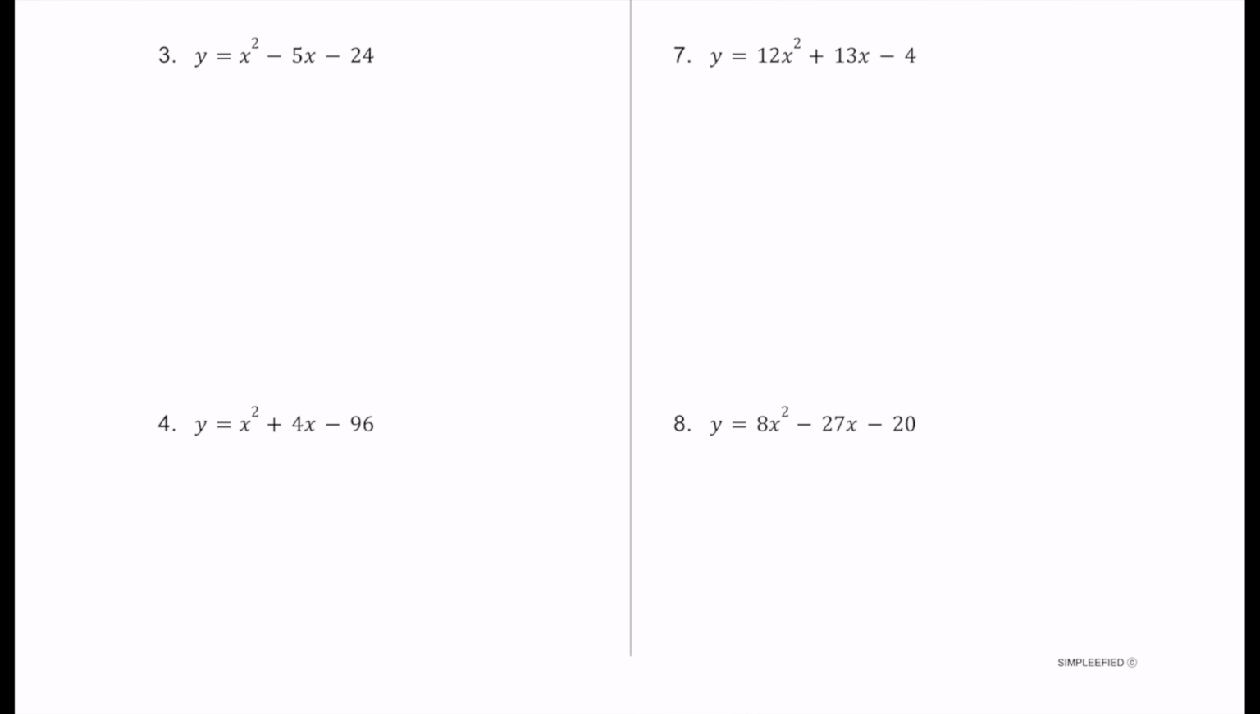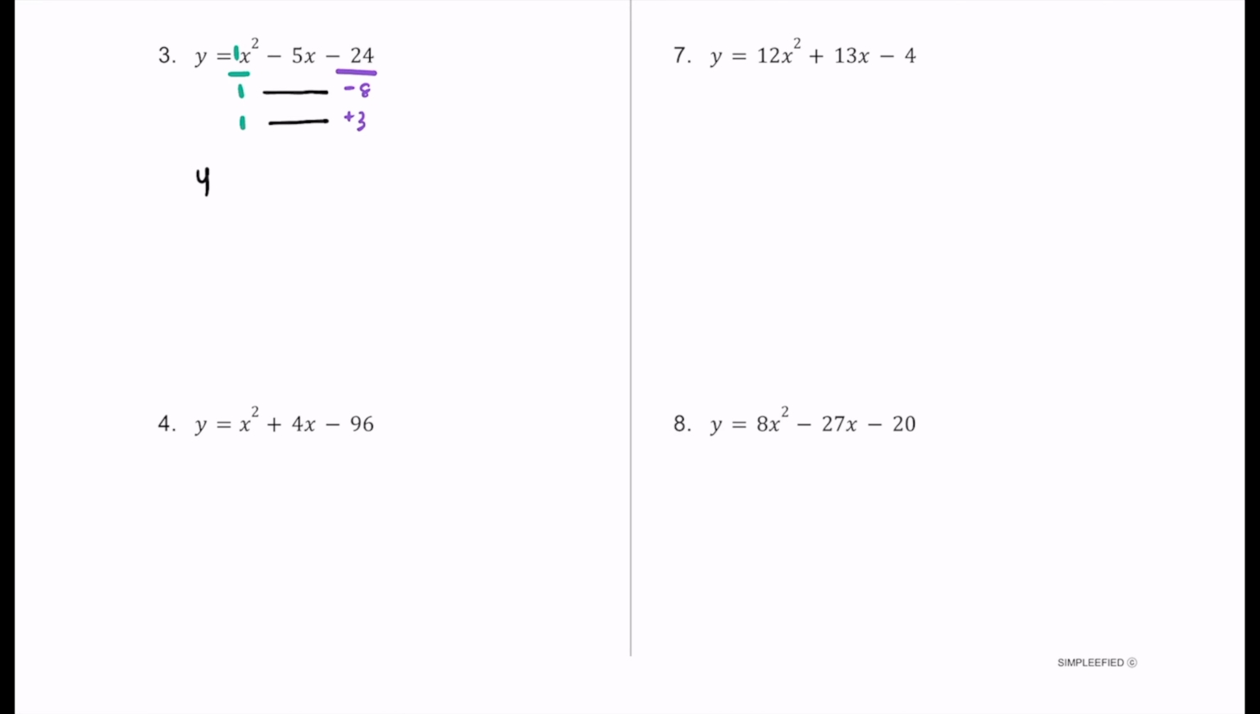For number 3, we have y is equal to x squared minus 5x minus 24. So again, we have a 1 in front, which is nice and easy for the first part. Now for this -24, we need two numbers that multiply to -24 and add to get to -5. So I'm thinking we need a negative and a positive. I'm going to start with -8 and +3 here. I think this is going to work just fine. This would be -8x plus 3x, which does make -5x.